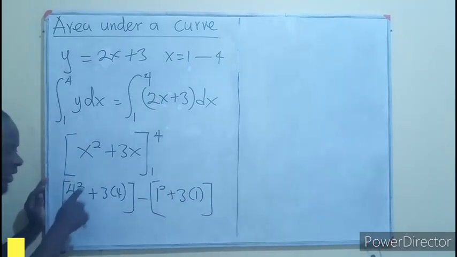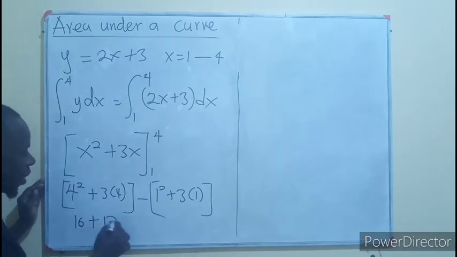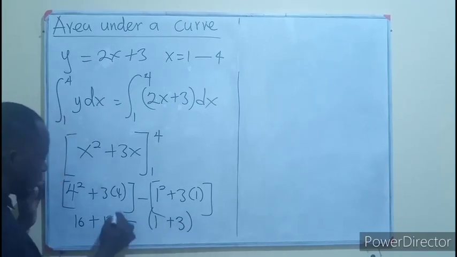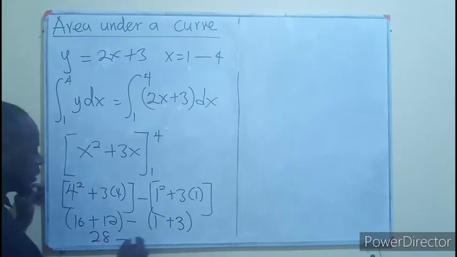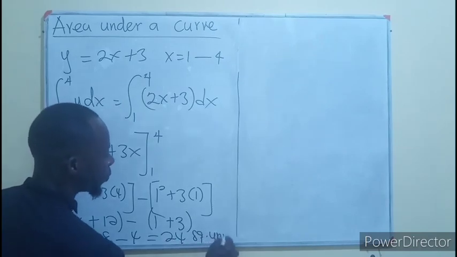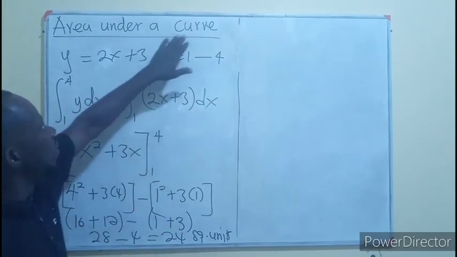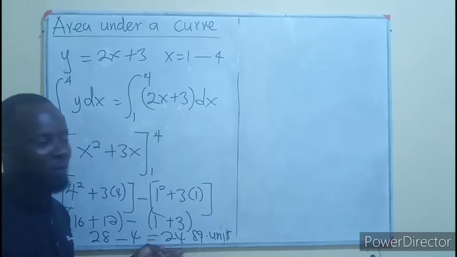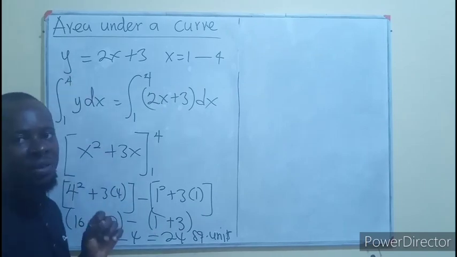I believe this will be 16, this will be 12. So 16 plus 12 minus 1 plus 3. I think this will give us 28 minus 4. So we're having 24 square units. I'm adding the square unit because I want to find the area under this curve. So the area under the curve is this, which is the same as finding the definite integral.